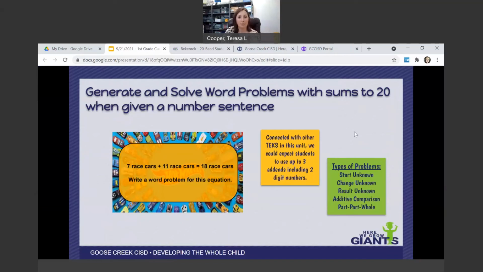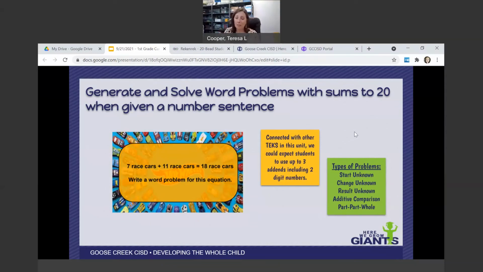Let's talk about this for just a second, and then I'm going to show you where I've got a really good resource for you. In this problem, our TEK says that our kids have to generate the word problem and solve it. So that might look like, here's this equation for you, write a word problem that would go with this equation. Again, we should be having kids see start unknown, change unknown, result unknown, additive comparison, and part-whole problems.